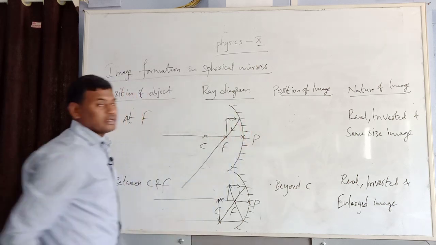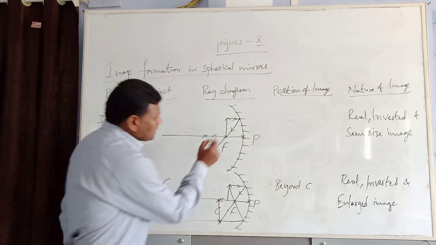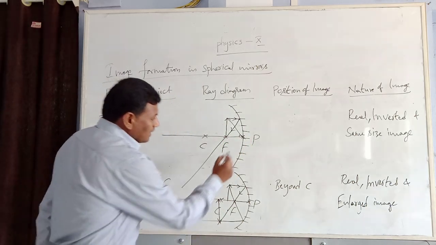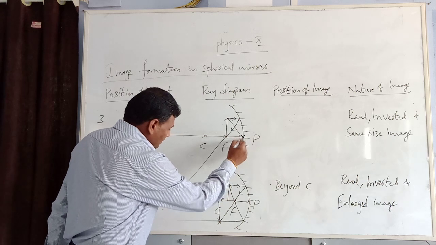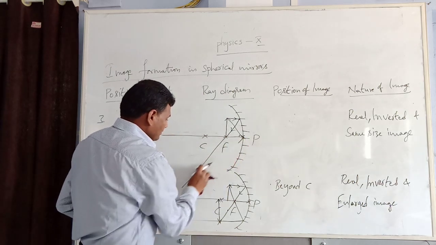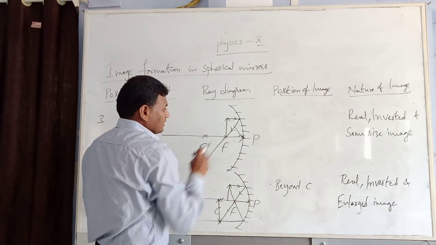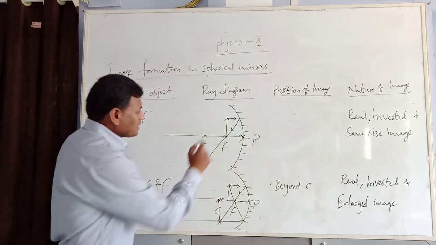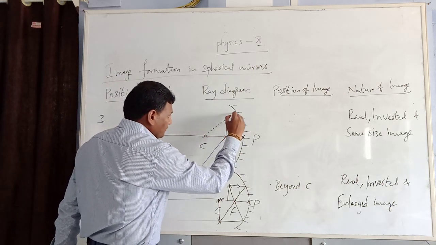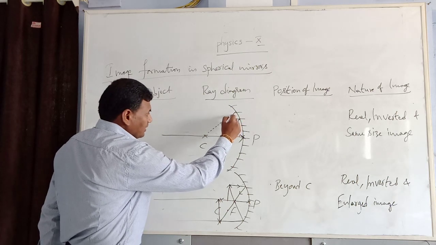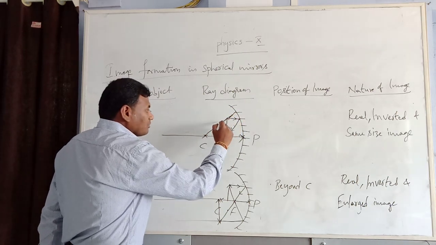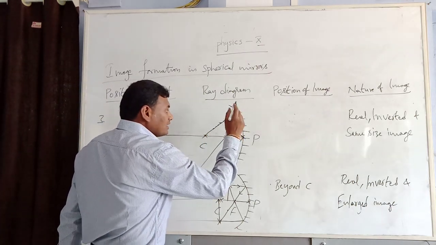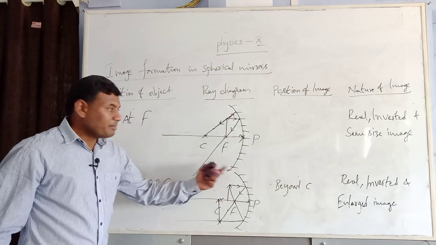And this will be the reflected ray. And the next second ray we will consider, let the ray be passing through the center of curvature. When the ray is passing through the center of curvature, that means it is incident normally on the mirror. When it is incident normally on the mirror, the reflected ray will come back along the same path.